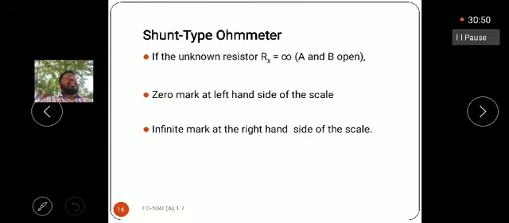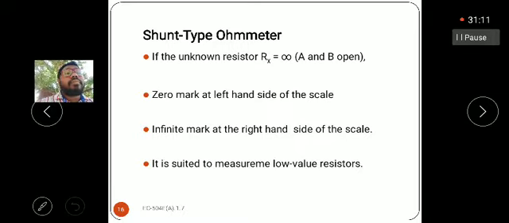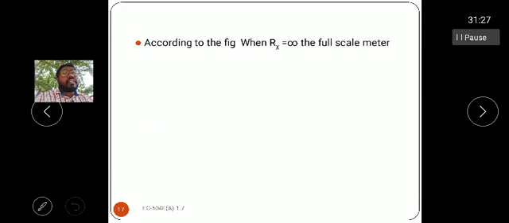Here only one scale is present, but based on the deflection of the scale, you have to observe that it shows the resistance value, with the infinity mark at the right side of the scale. It is suited to measure low value resistors. Generally, the series type and shunt type ohmmeters are used to measure low value resistors.